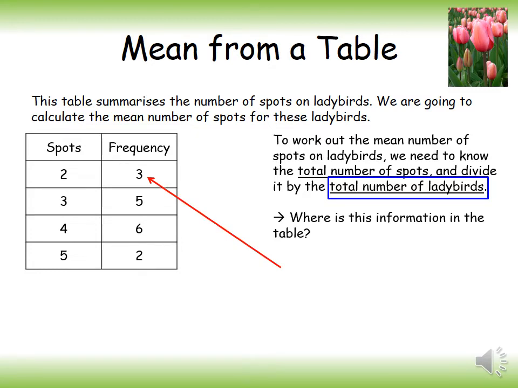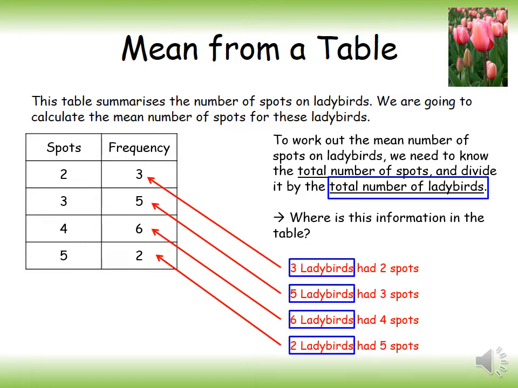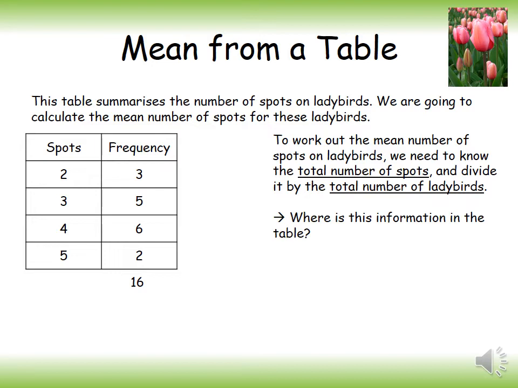So we need this information. If you look at that, that tells you how many times two spotted ladybirds were recorded. So three ladybirds had 2 spots, 5 ladybirds had 3 spots, and so on. Okay, so that is the total number of ladybirds. We simply add that up, and that comes to 16. So to get the total number of ladybirds, we simply add up the frequency column. So where's the information for the total number of spots?